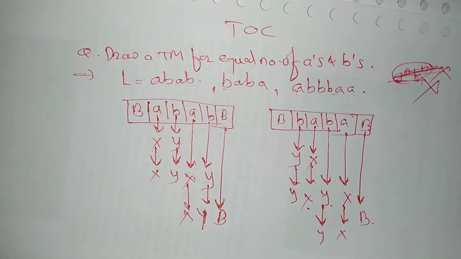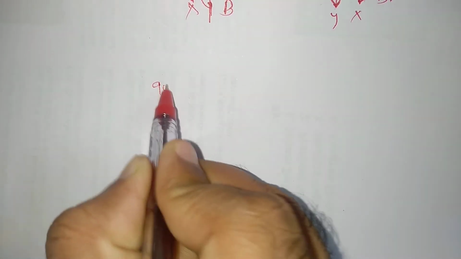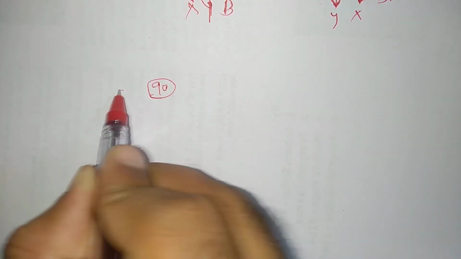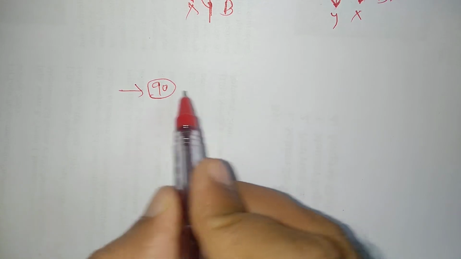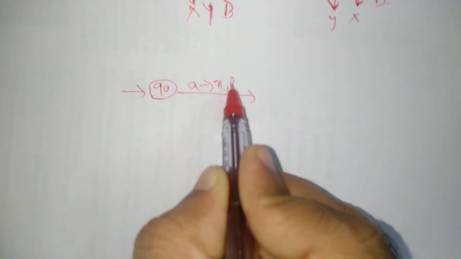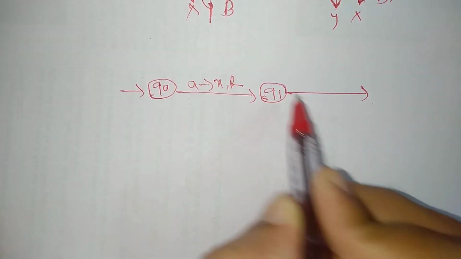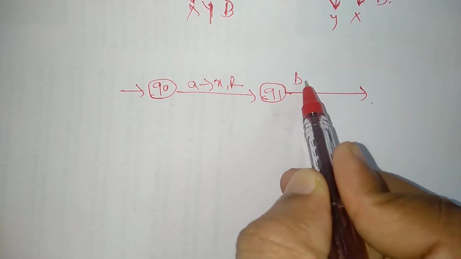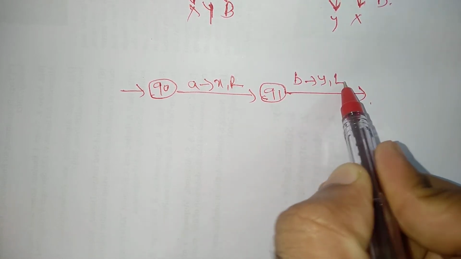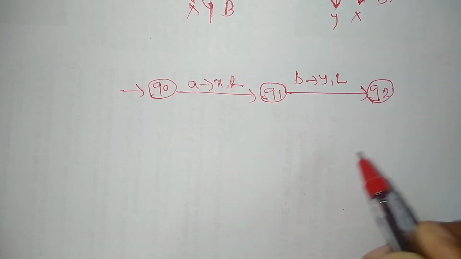Now we'll try to draw a Turing machine for the problem statement. Yes, so for the problem statement we will draw a Turing machine here. The Turing machine may be like this: Q0 will be the starting state. In Q0, if A occurs, I will replace it with X and move to the right side. And I will wait for the first B. Whenever the first B occurs, I will replace it with Y and move to the left side. This will be the state Q2.